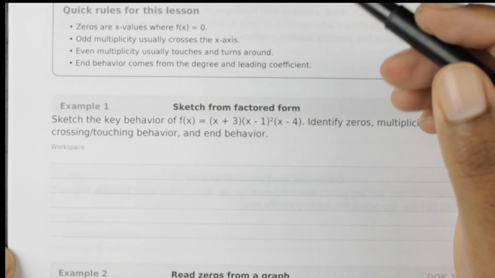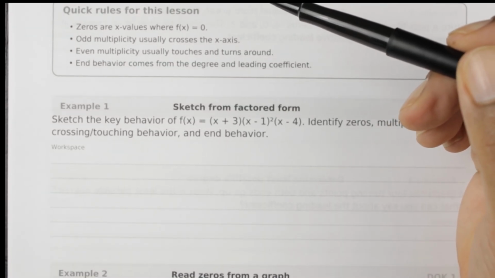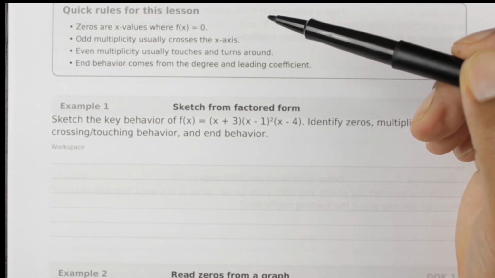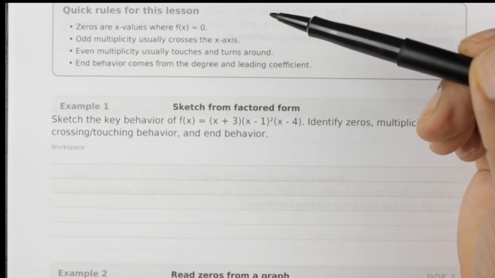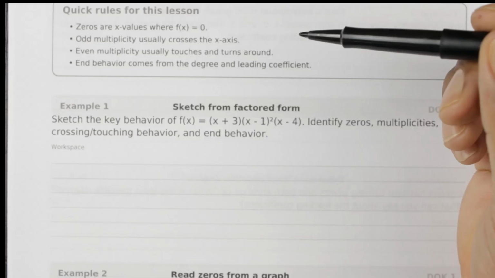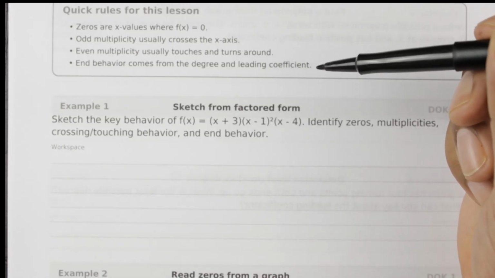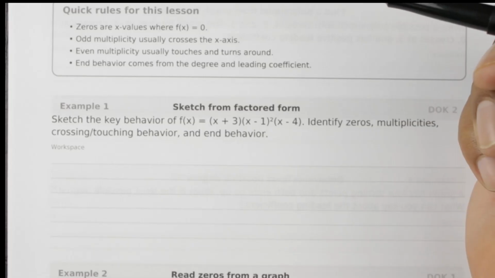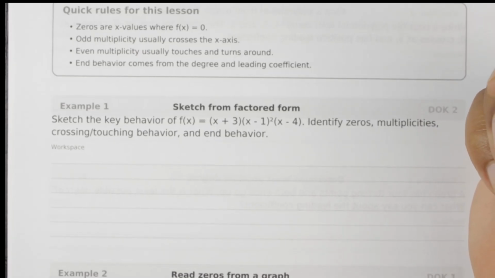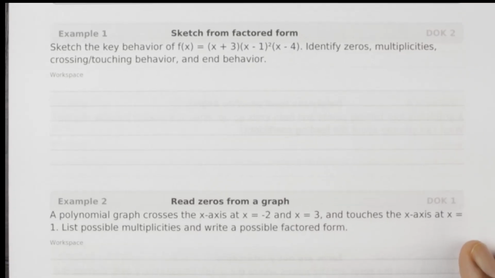Zeros, as shown here, are x values where f of x is equal to 0. Odd multiplicities usually cross the x-axis, okay? Even multiplicities usually touch and turn around. End behavior comes from the degree and the leading coefficient. So the main idea is this: the factored form of a polynomial tells us where the graph meets the x-axis and how the graph behaves at each zero. Okay, so that's very, very important.